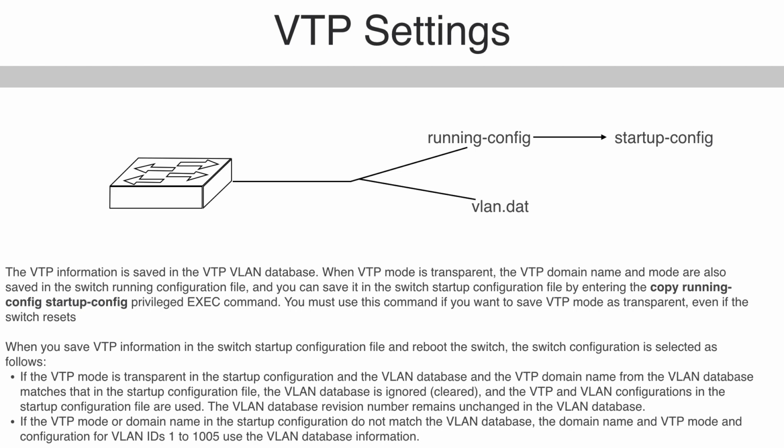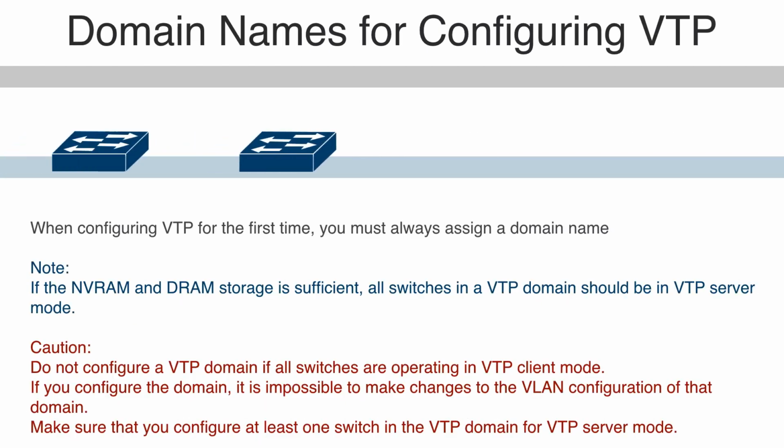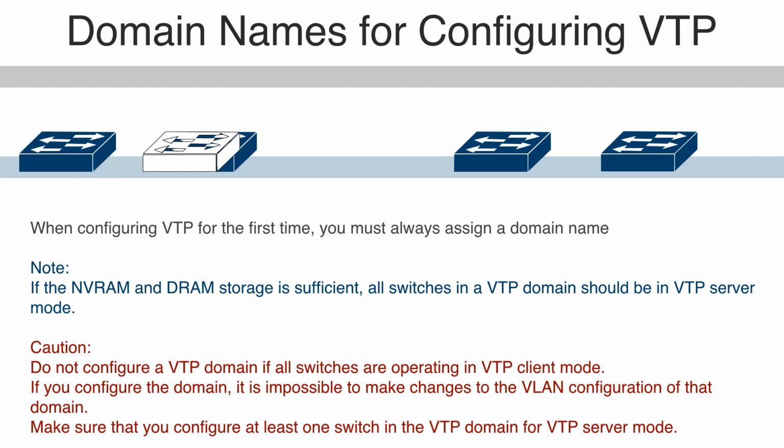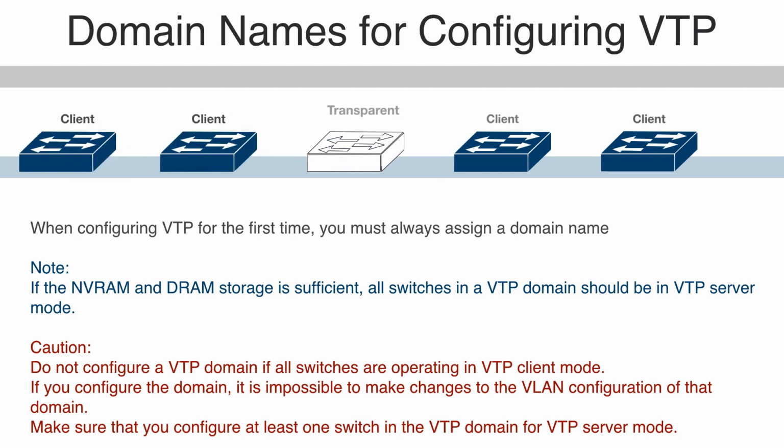Domain names for configuring VTP. When configuring VTP for the first time, you must always assign a domain name. You must configure all switches in the VTP domain with the same domain name. Switches in VTP transparent mode do not exchange VTP messages with other switches, and you do not need to configure a VTP domain name for them.